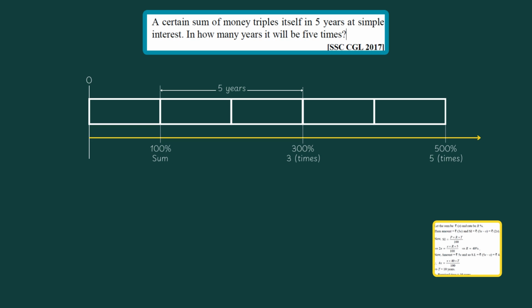Do you see which time duration we need to find? Can you label it on the bar model? Great job! Now, looking at our bar model, can you tell how much time is needed? That's right. The time it takes for the sum of money to become 5 times is 10 years.